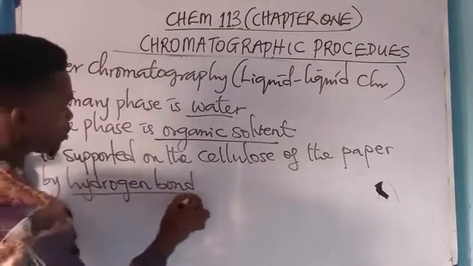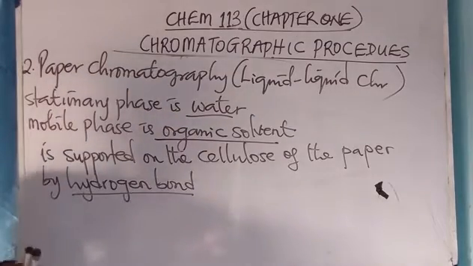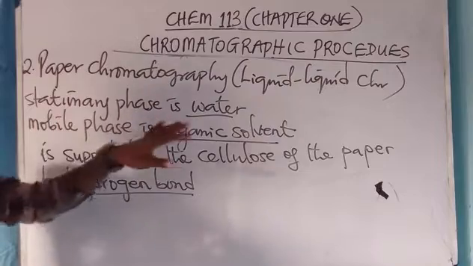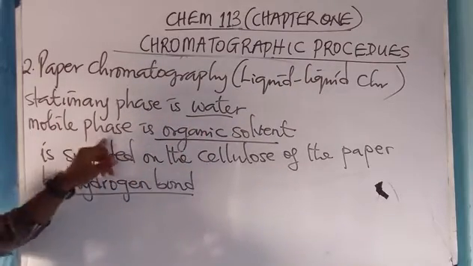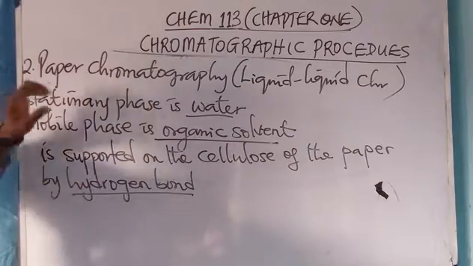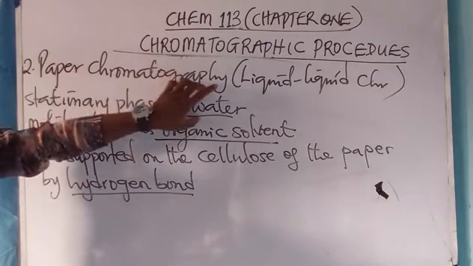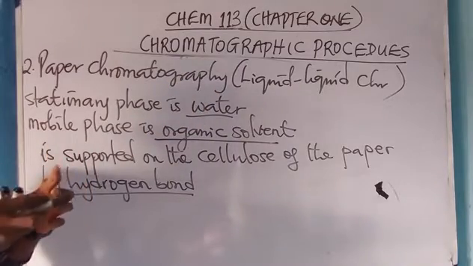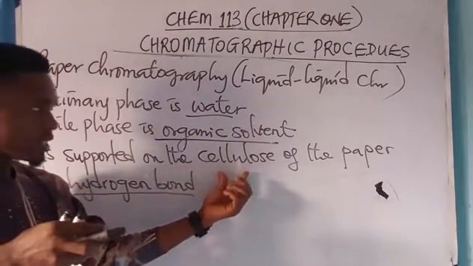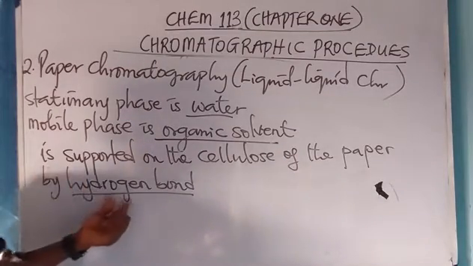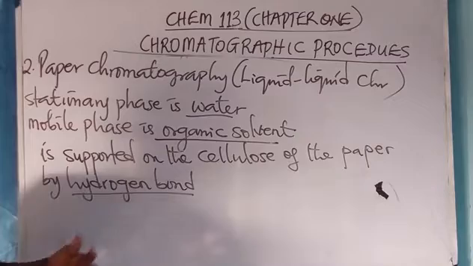So which means that hydrogen bond is concerned with what? Paper chromatography. The stationary phase is water and the mobile phase is what? Organic solvent. Now, this water, as the stationary phase that is usually static, is held in position on the cellulose of the paper chromatography by what type of bond? Hydrogen bond. So please take note of that.